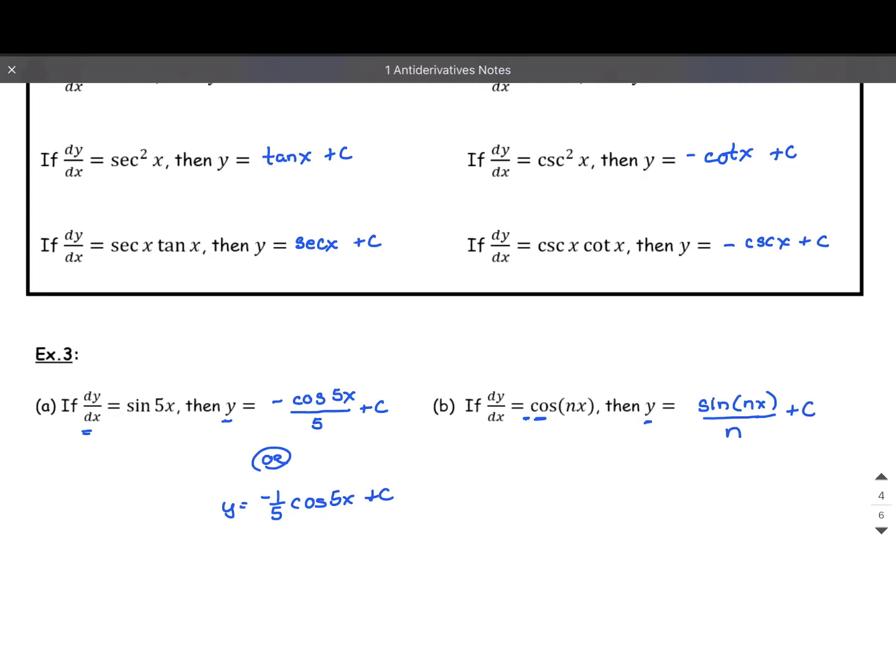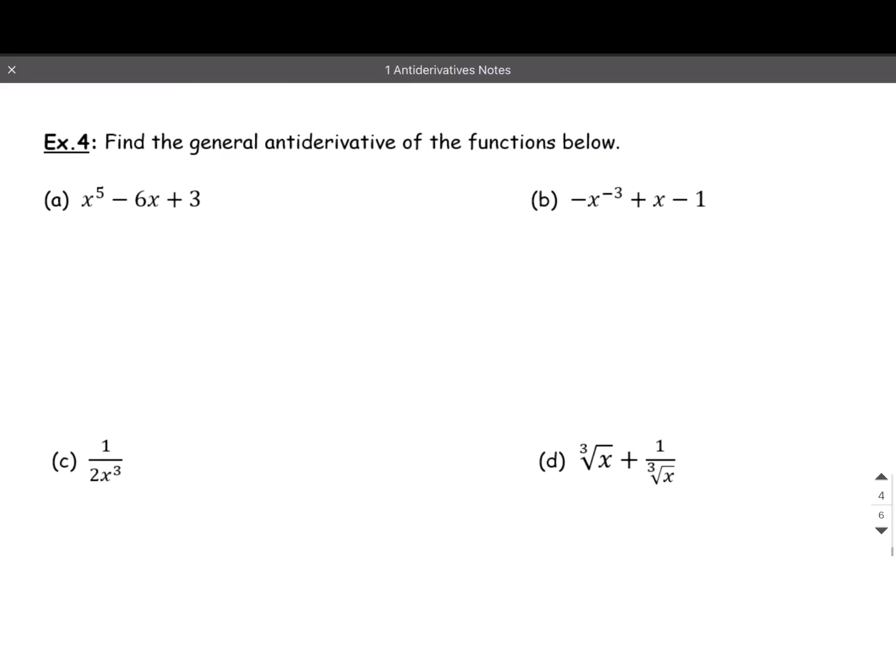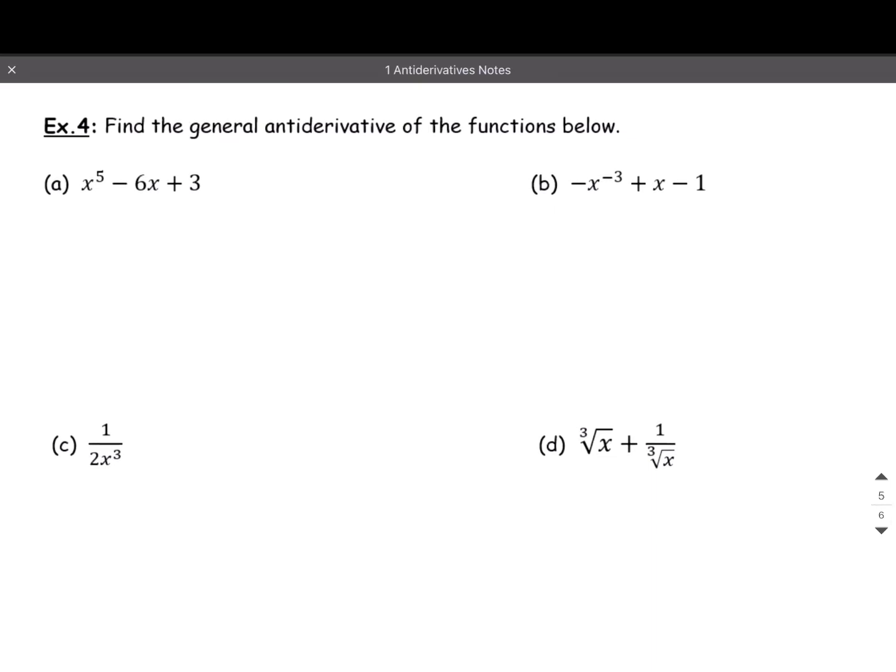There we go. All right, just a couple more problems to try. We're going to find the general antiderivative of the functions below. So the first one, x to the 5th minus 6x plus 3. So x to the 5th, we add 1 to the exponent, so it's 6. Divide by that new exponent. Minus 6x, add 1 to that exponent, so it's squared. Divide by that new exponent. Plus, now we just have a constant 3, so that must have been 3x. Don't forget your plus c.